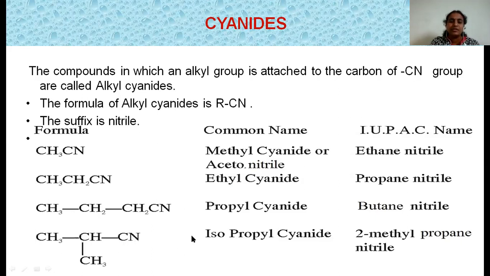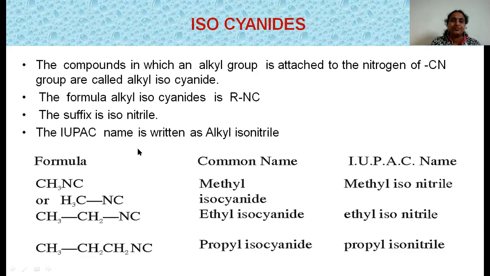And suppose you see the IUPAC nomenclature here, a total of 3 carbons are present in a straight chain. But here the substituent is in branch form. So at the second position this compound has the methyl substituent. Hence, we have to write 2-methyl. Total 3 carbons are present, so propane nitrile. Like this, we can write the common name and IUPAC names of the cyanide compounds.